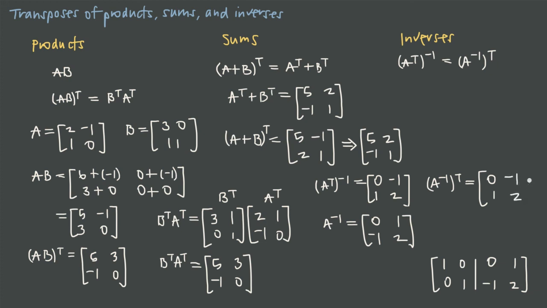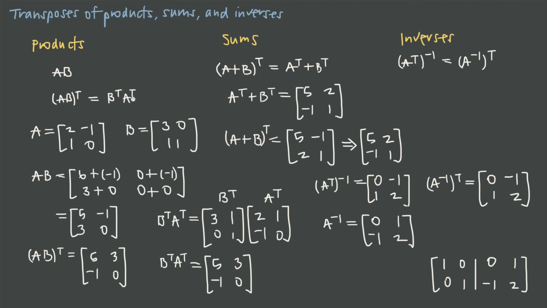And notice now that A transpose inverse and A inverse transpose are the same matrix, 0, negative 1, 1, 2 in both cases. So we were able to find the value on the left and right-hand side and prove that they were equal to one another. The good news too is that these formulas also work in higher dimensions.